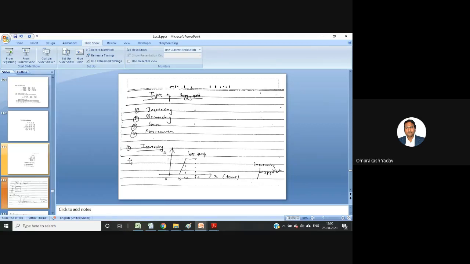So there are 4 different types of fuzzy sets. First one is increasing fuzzy set. Second is decreasing fuzzy set. Third is convex, and fourth is non-convex. First one is increasing, second decreasing, third convex, and fourth is non-convex.